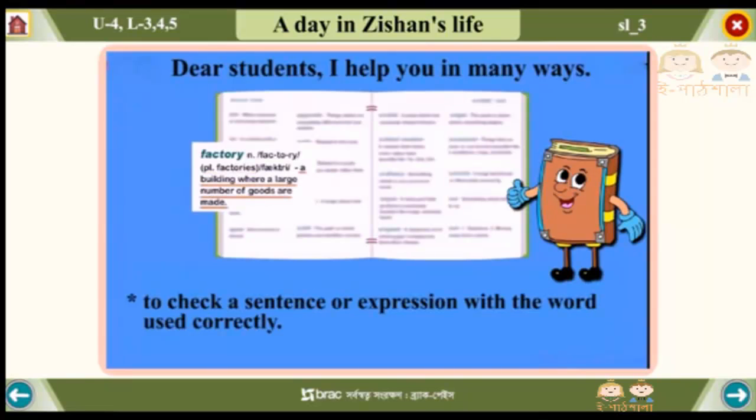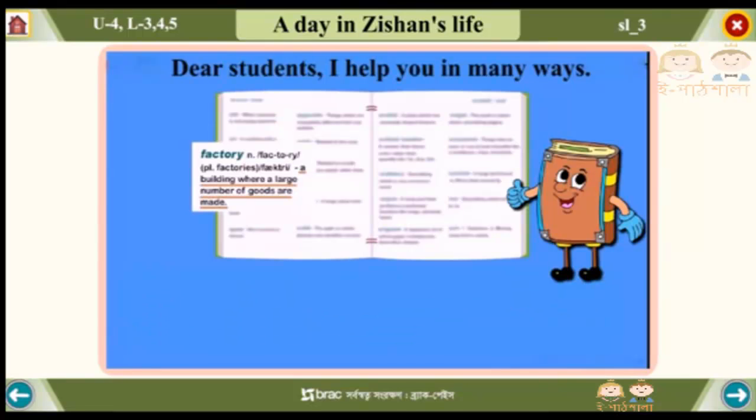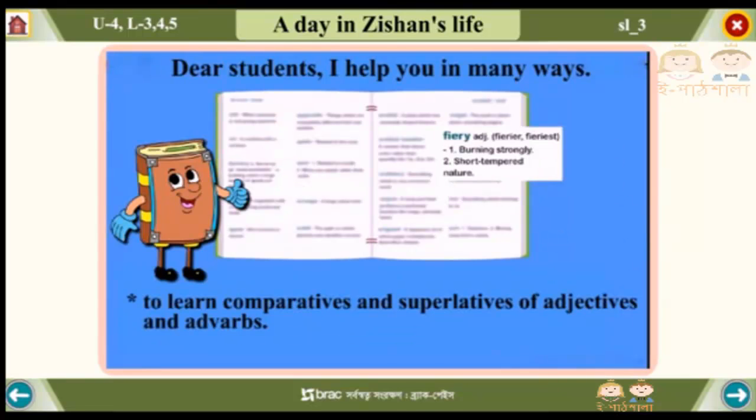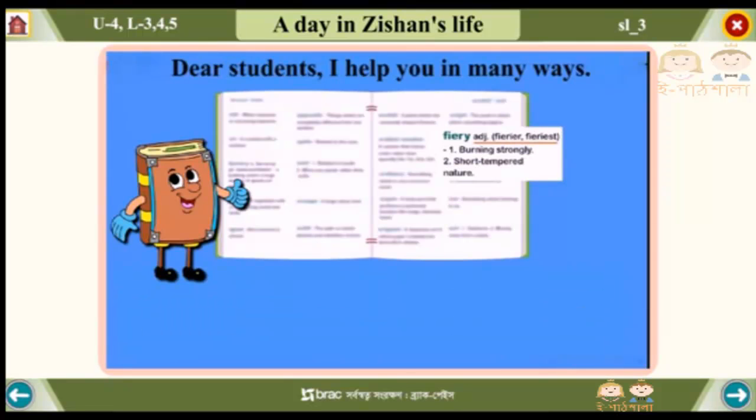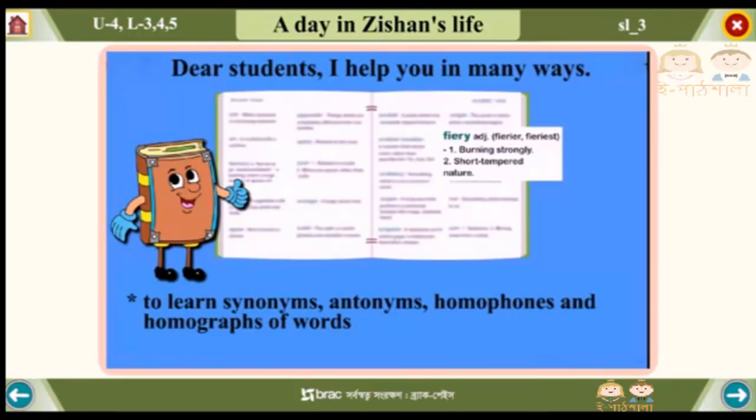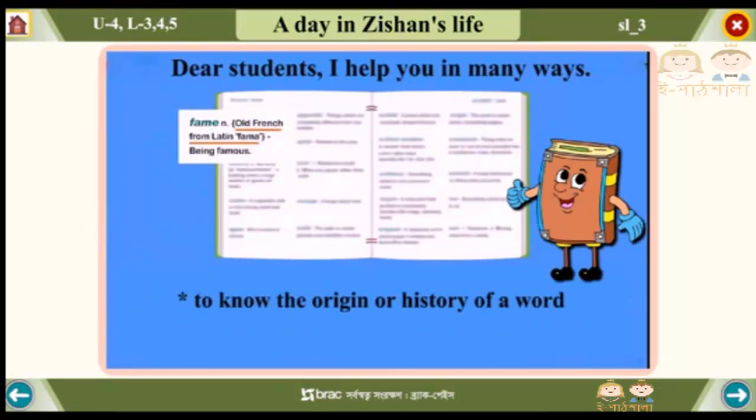To check a sentence or expression with the word used correctly. To learn comparatives and superlatives of adjectives and adverbs. To learn synonyms, antonyms, homophones and homographs of words. To know the origin or history of a word.